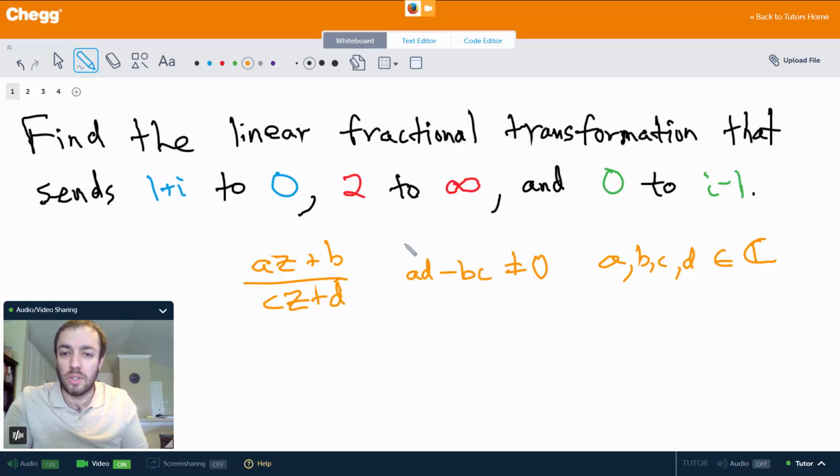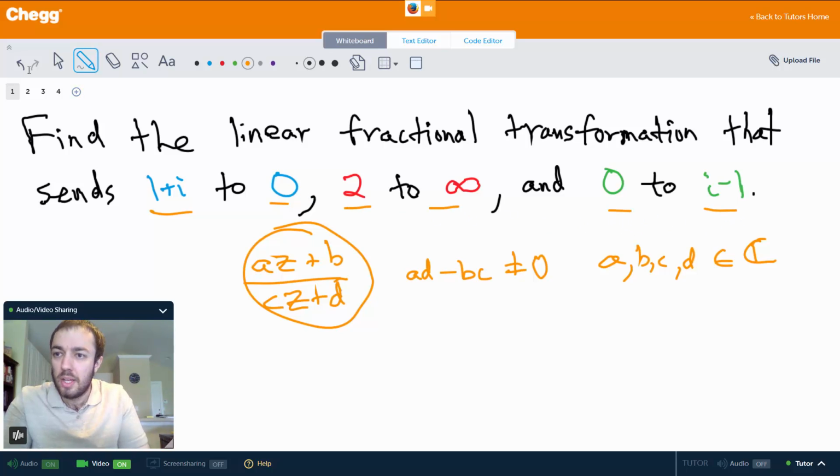Okay, so we want to find the linear fractional transformation. In other words, find the function in this form that sends 1 plus i to 0, 2 to infinity, and 0 to i minus 1. There are a couple different ways we can approach this, and I'll just do one way in this video.